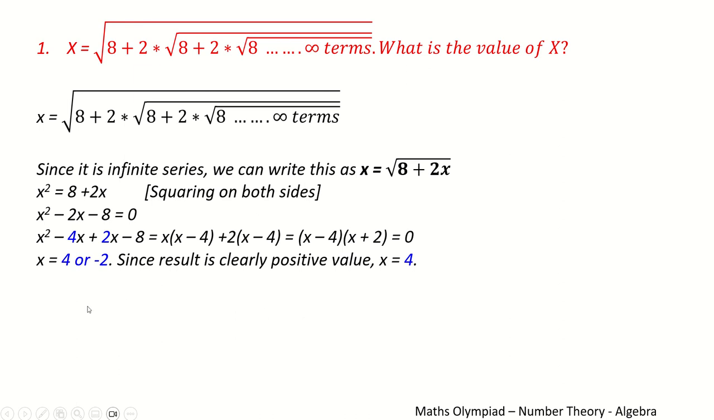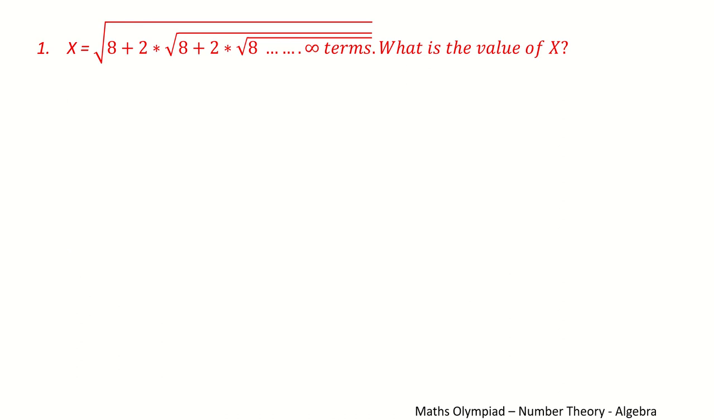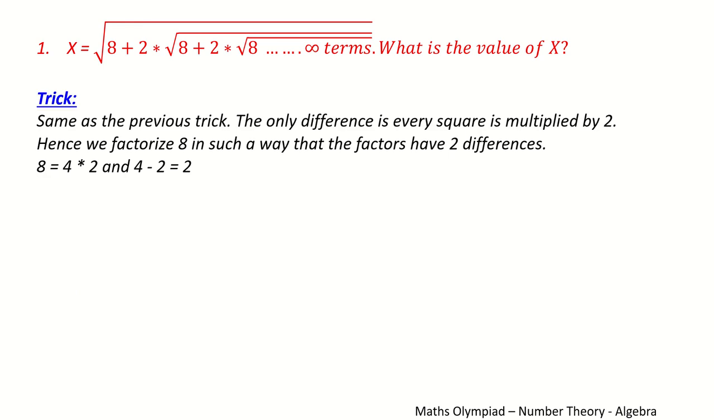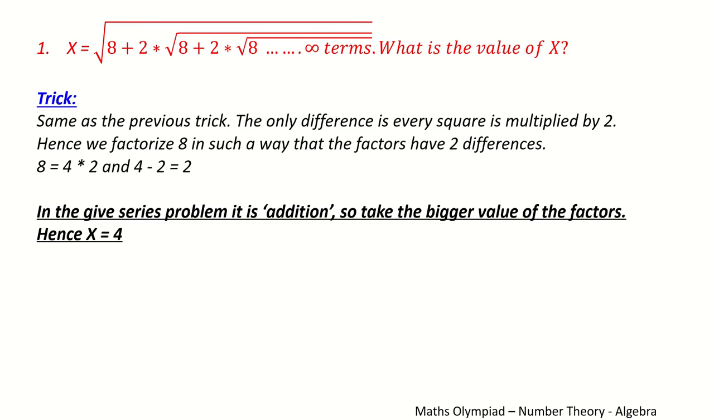So if you see here, we solved it in the same way as before. The only difference is the factors are different. And where did the 2 come from? The 2 is the multiplicative number here, 2 star, right? 2 into the square root. That's why we need to find the factors which are 2 apart. So the trick is very simple again. You take the same number. The trick is 8 equal to 4 into 2, and 4 minus 2 equal to 2.